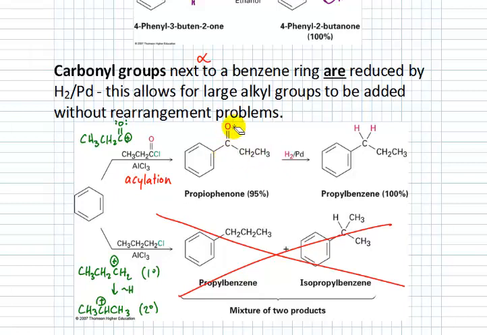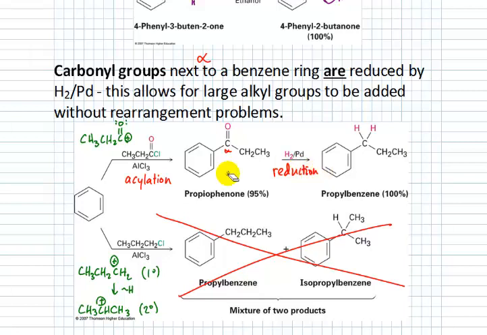C double bond O. But since that's on the alpha carbon, I can use hydrogen and palladium to reduce that C double bond O. Okay? What we'll get is just regular old propylbenzene through reduction right there, the product we were trying to get with alkylation, but we can now get in excellent yield. So if I have an alkyl group which is prone to rearrangement, where, for instance, I want to have a primary carbon attached to the benzene ring, or really any other kind of complicated alkyl group, the best way to do it is by an acylation first, and then a reduction.